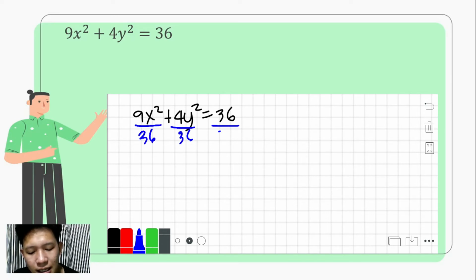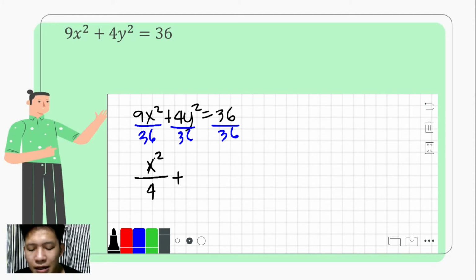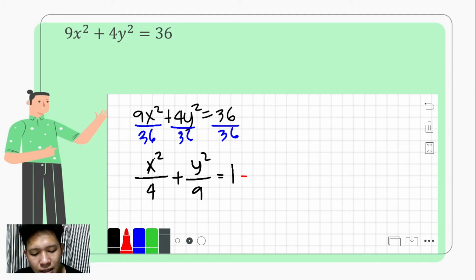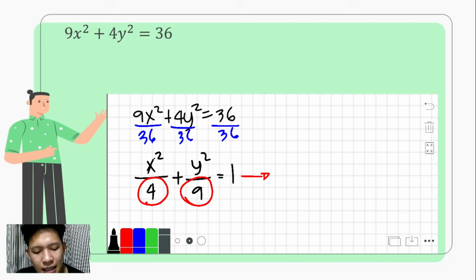So, making this equivalent to, so what is 9 divided by 36? Or 9x squared divided by 36, that is x squared over what? Over 4 plus 4y squared divided by 36. If we simplify that, that is y squared over 9 equals, so 36 divided by 36 is 1. Hence, we are given already the standard form of the equation of the ellipse, wherein, if we transform this into the square of a number, then that is actually what?